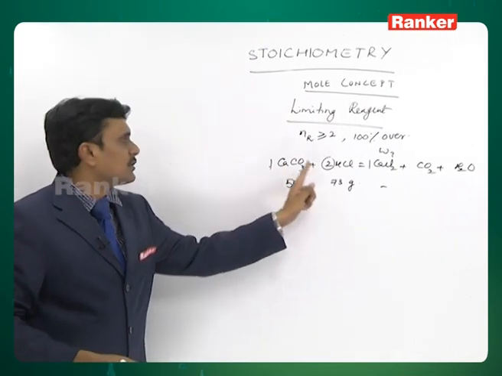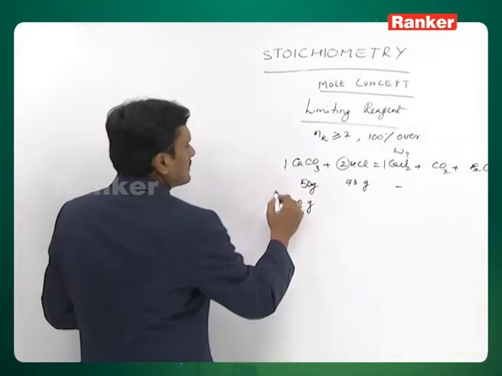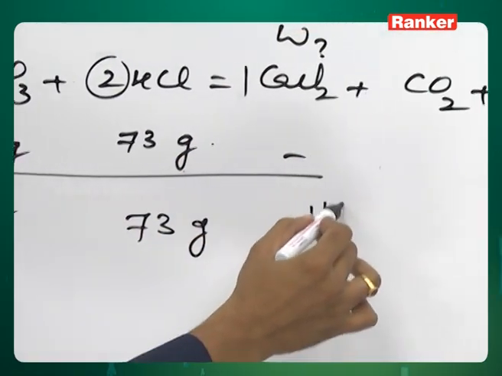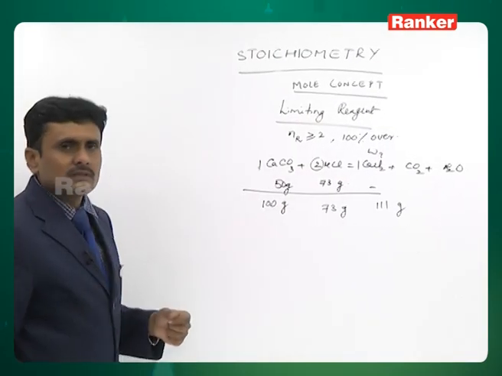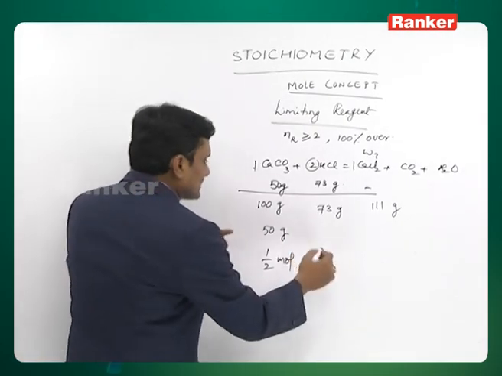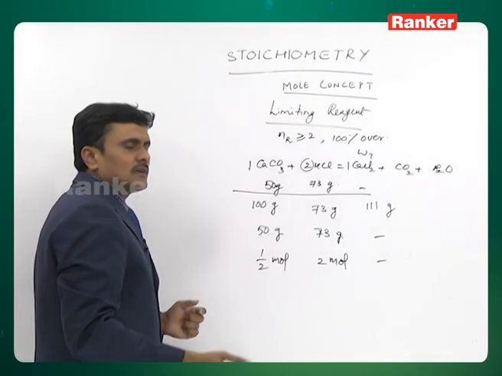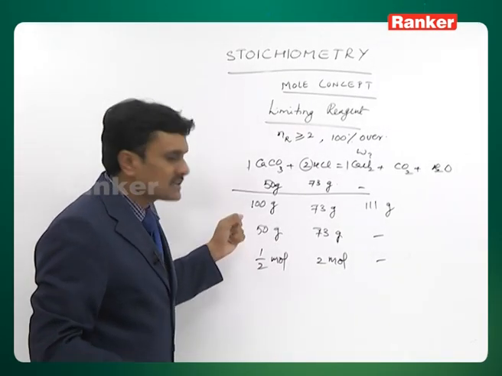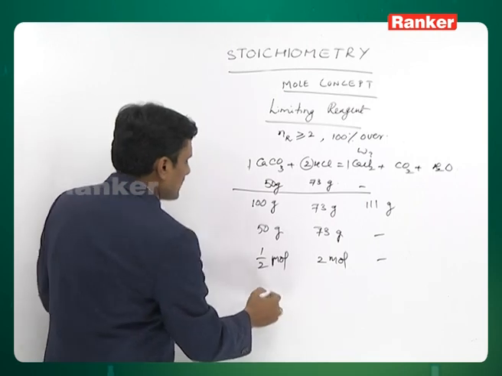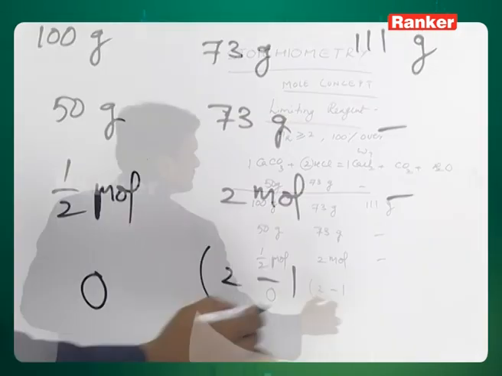now when I take 50 gram of CaCO3, let's see what's going to happen. So for here, 100 gram of CaCO3 and 73 gram of HCl will give you, as you have seen, 111 gram of CaCl2. Now since you have taken only 50 gram, that is how many moles? Half mole. 73 gram, that means how many moles? 2 moles. Now let's find out the limiting reagent. You can see here clearly, for every 1 mole how much has reacted? 2. For every half how much would go? 1. So the remaining will be 2 minus 1 mole.